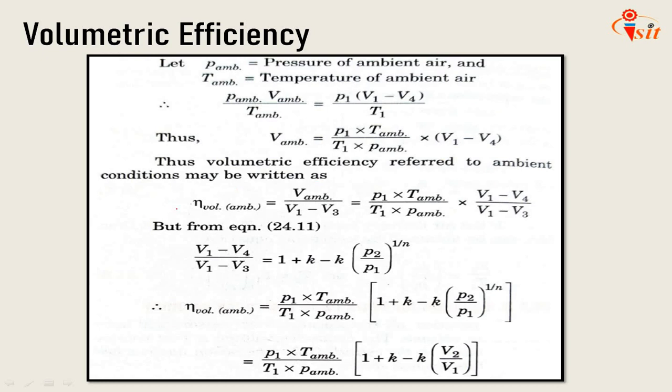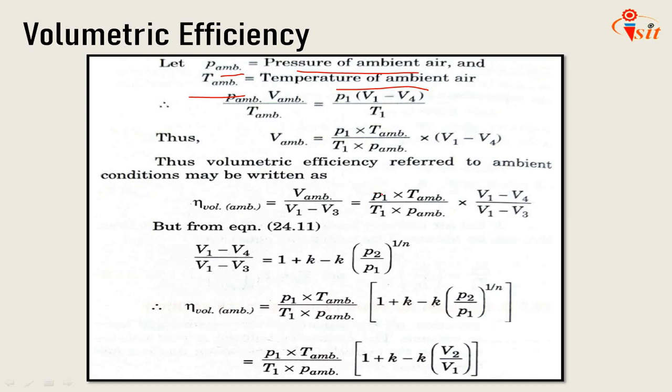We'll rearrange the volumetric efficiency, assuming some points here. P ambient is the pressure of ambient air, and T ambient is the temperature of ambient air. So PV divided by T, that is P ambient divided by T ambient, equals P1 (V1 minus V4) divided by T1. So V ambient is nothing but P1 multiplied by T ambient divided by T1 multiplied by P ambient, times (V1 minus V4). So volumetric efficiencies refer to ambient conditions.